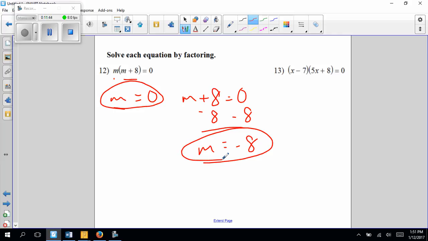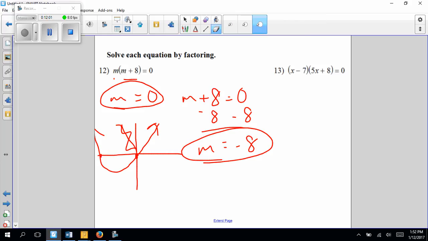And if you picture what that would look like on a graph, that means my graph is going to touch the x-axis at 0 and at negative 8. So it would look something like that. It touches right at 0 and right at negative 8. That's our whole reasoning for doing this stuff.